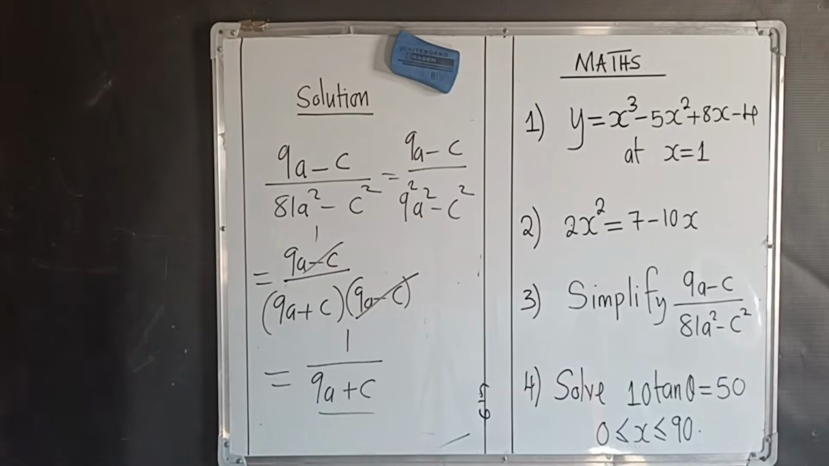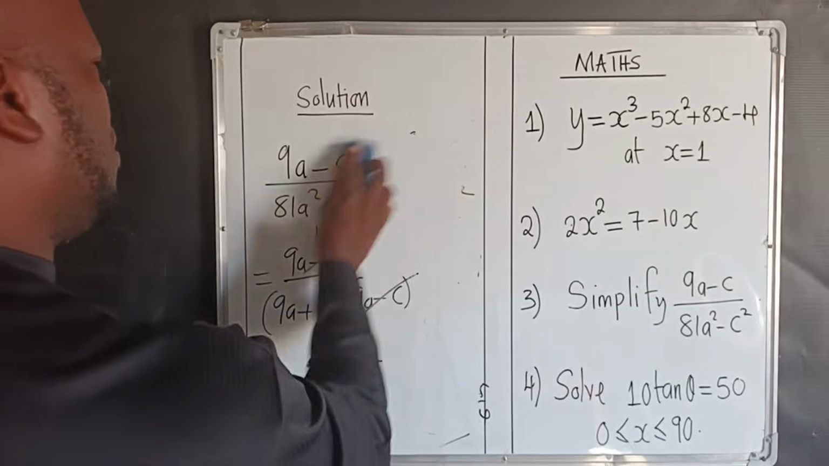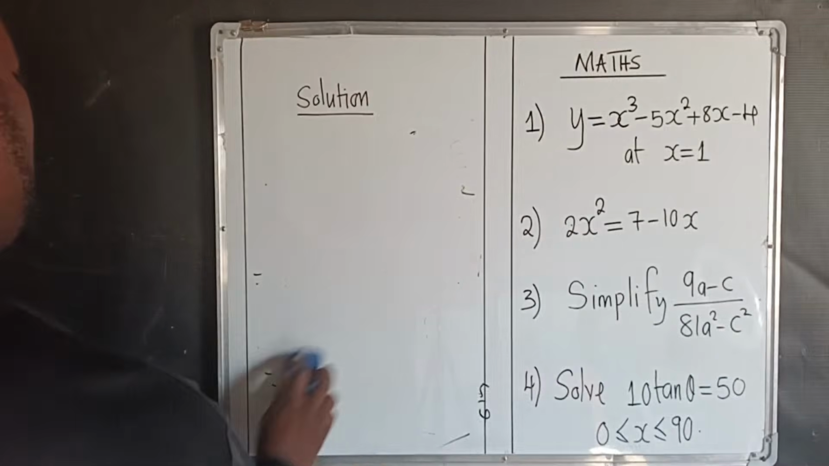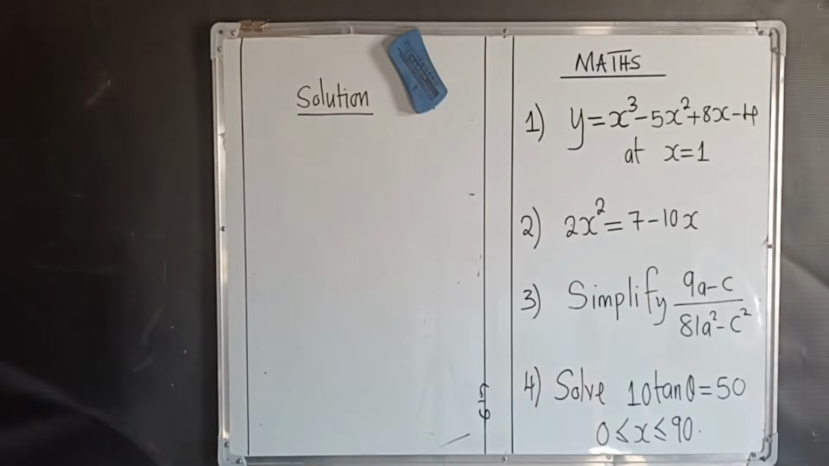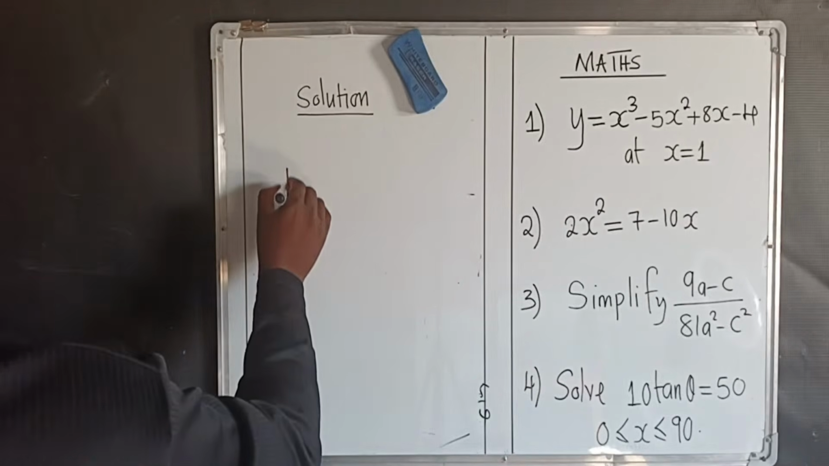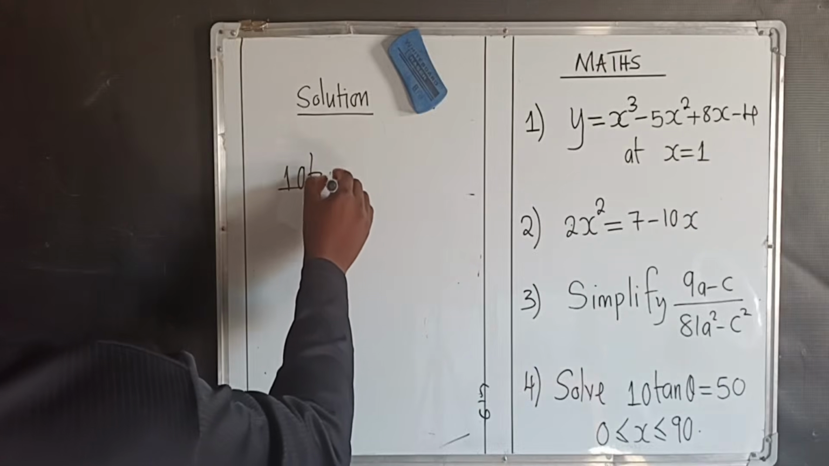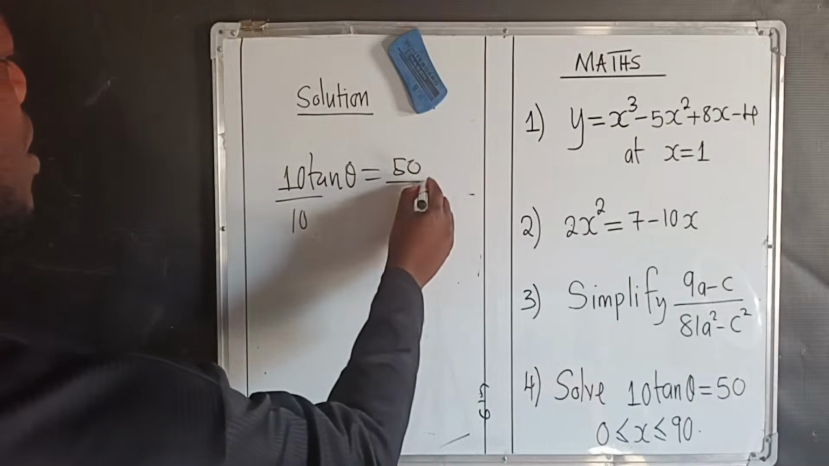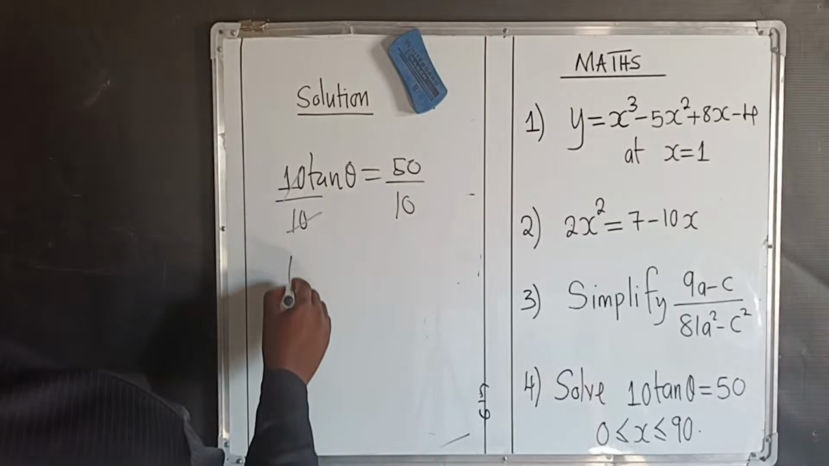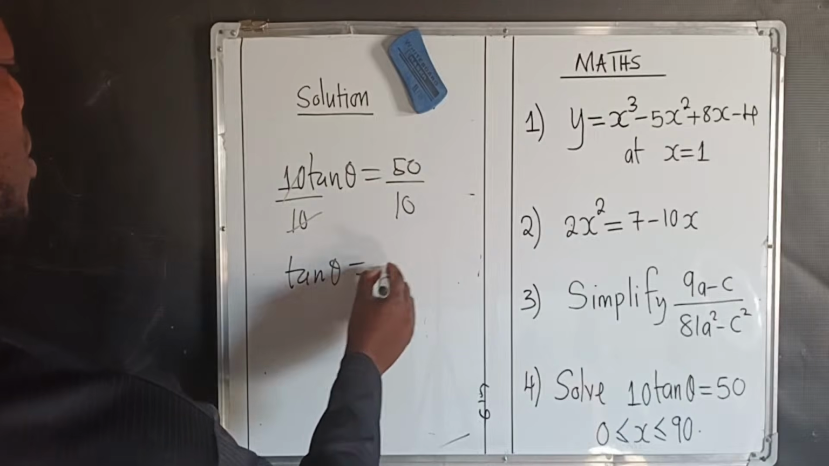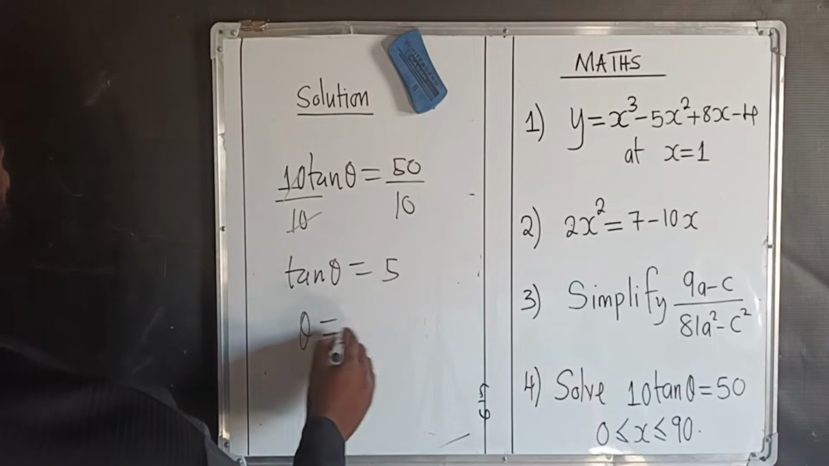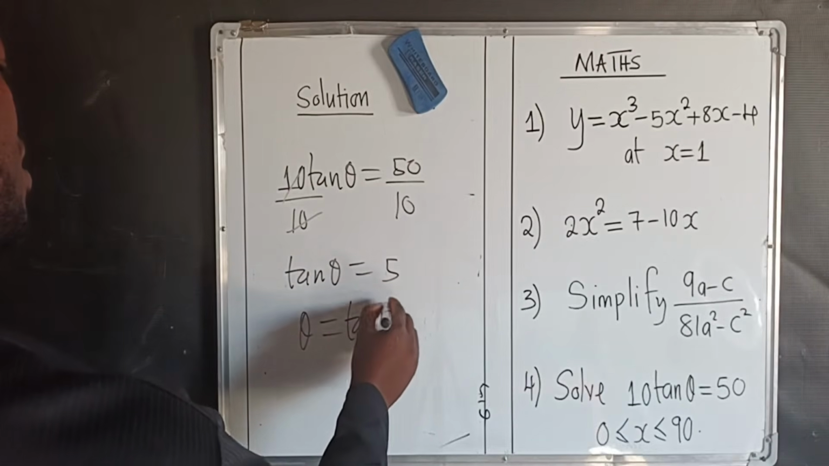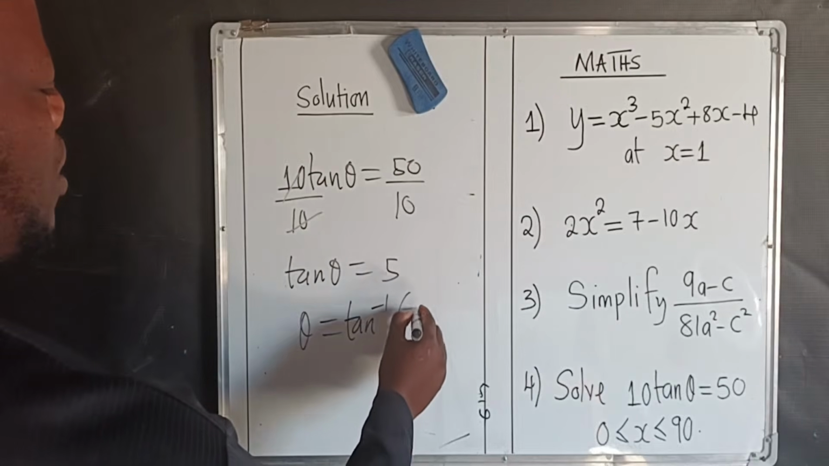Okay, so now we go to the last question. I will do this for you. So this is 10 tan theta is equal to 50. So divide by 10, this and this will go. Tan theta is equal to 5. So say theta is equal to tan inverse of 5.